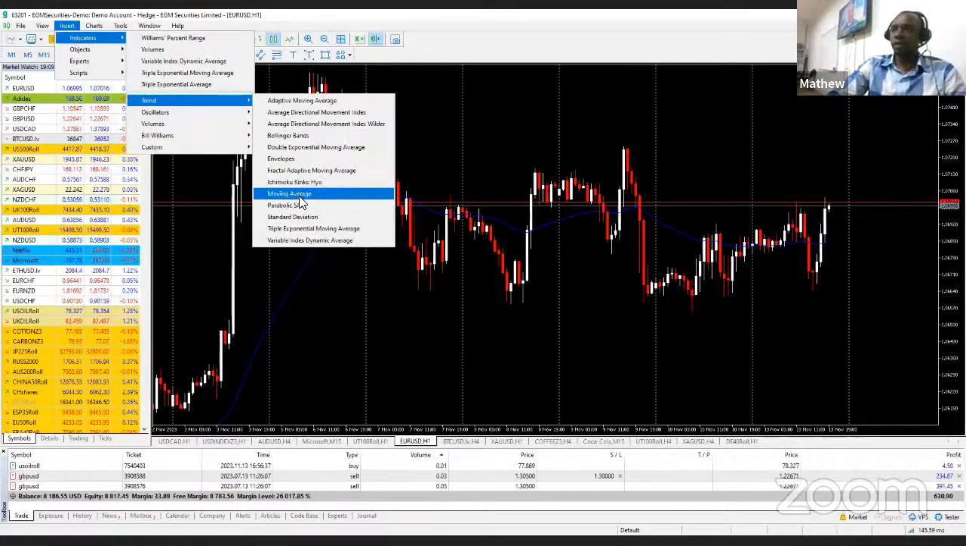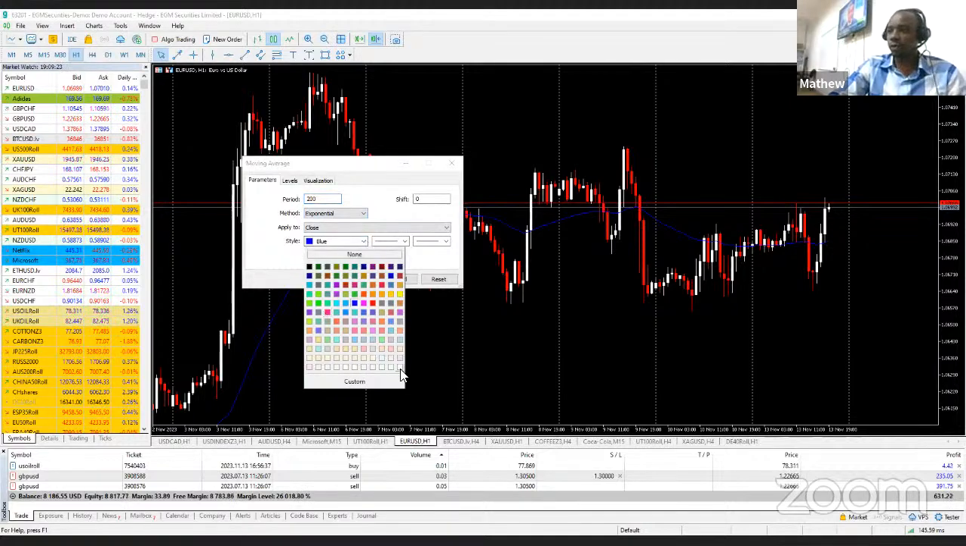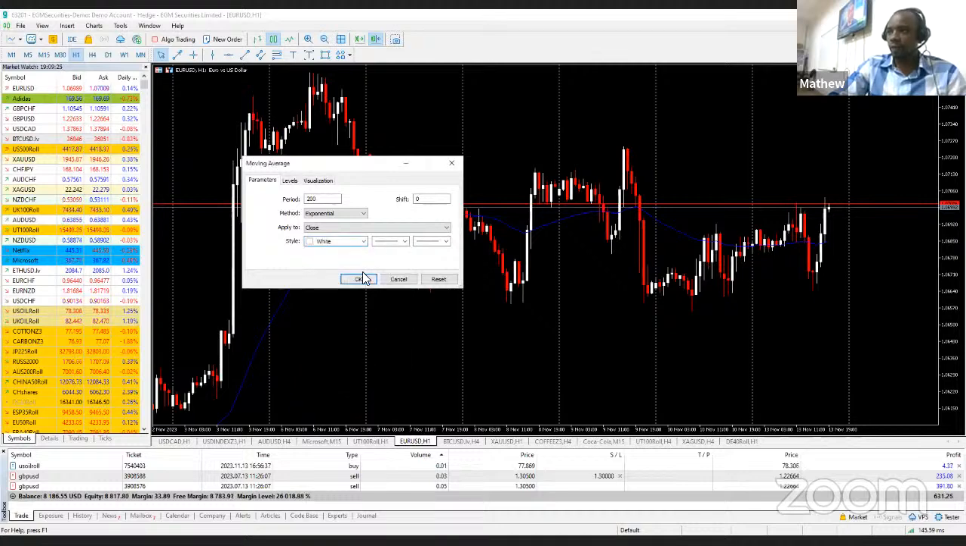the 200 moving average. So moving average, select that to be 200 period, and then maybe since my screen is black, we should probably go for white, and then okay.